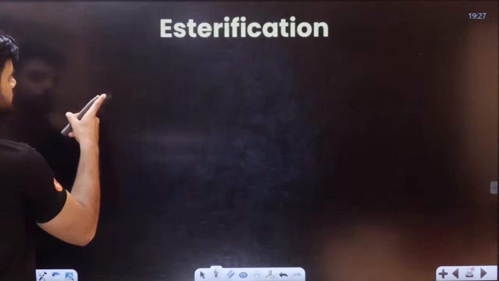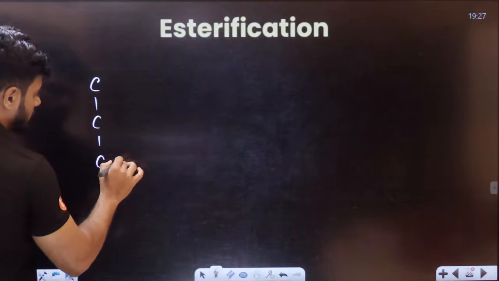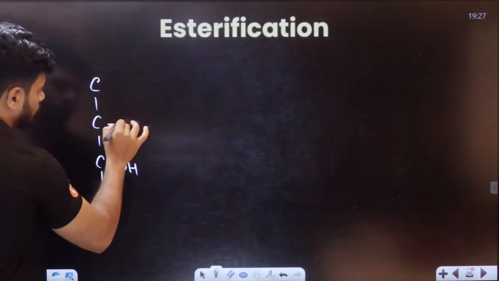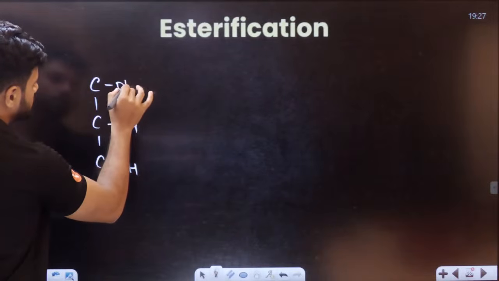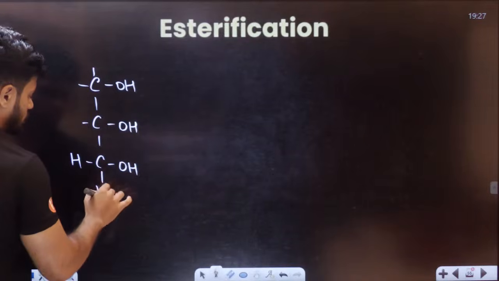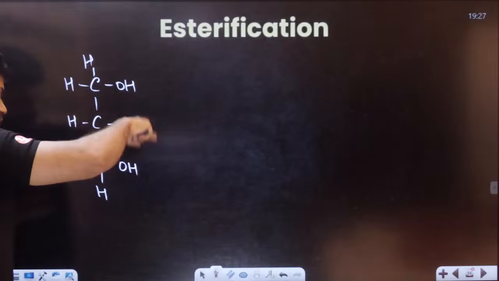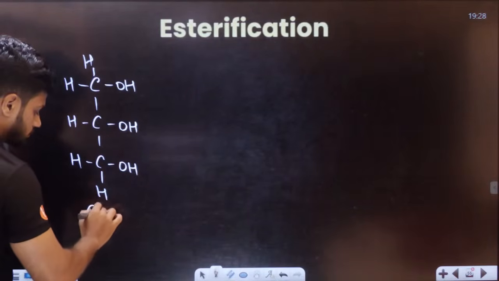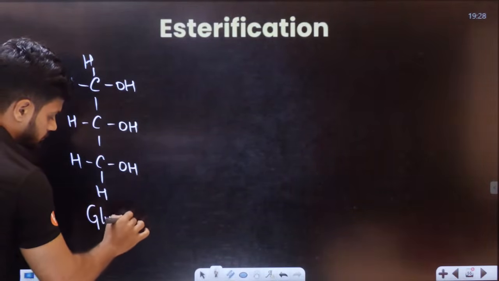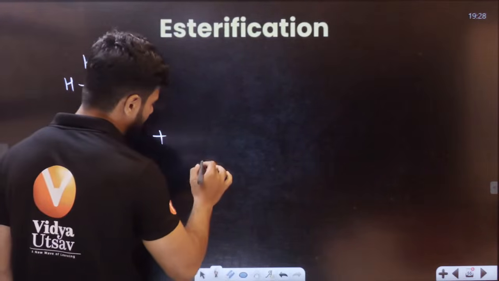Let me draw and show you. Okay. Let's add glycerol here. Carbon, carbon, carbon. OH, OH, OH, 1, 2, 3, 4, 5. Now this side here is glycerol. Now let's take palmitic acid. We will add a palmitic acid.